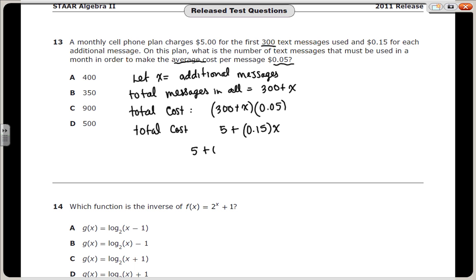5 plus 0.15x equals 300 plus x times 0.05. So when I solve this equation, it will basically tell me what I need to find. All right. So I can distribute this to both sides. So I have 5 plus 0.15x equals 300 times 0.05. We can multiply that out. 300 times 0.05. Let's do that.